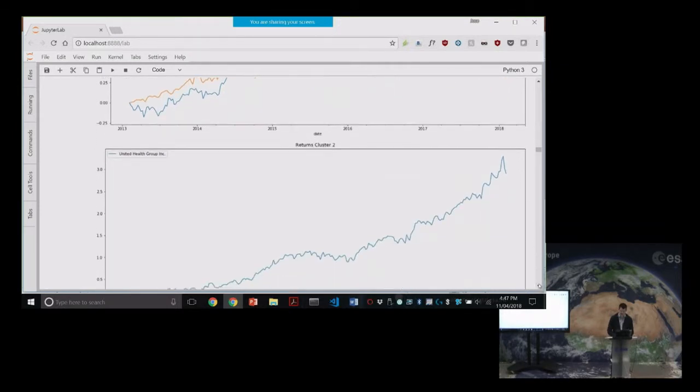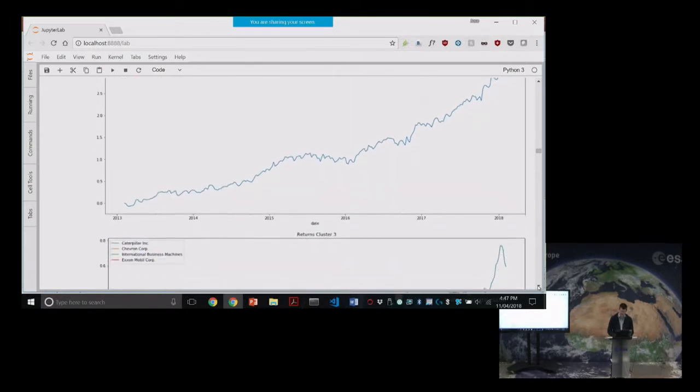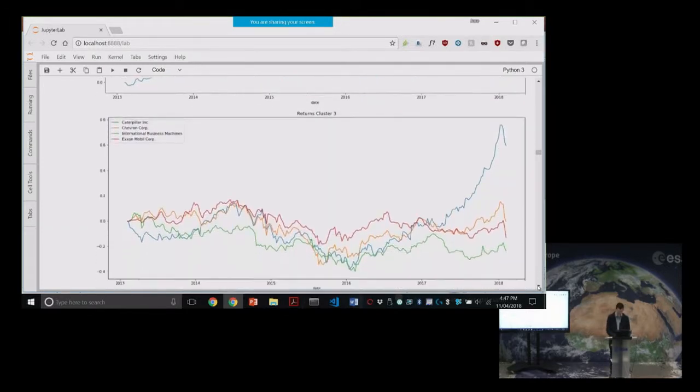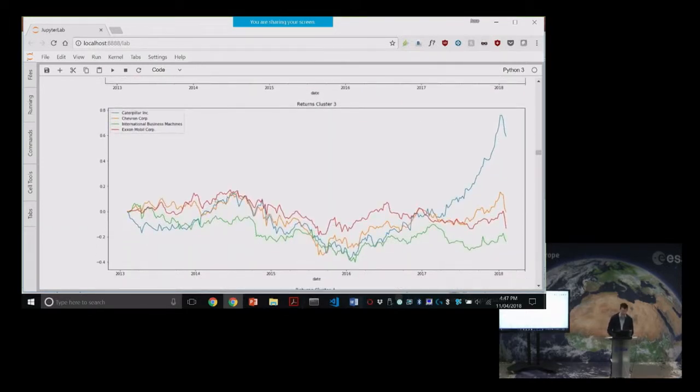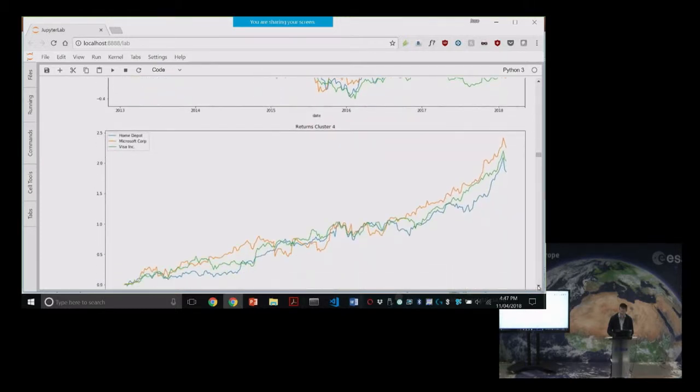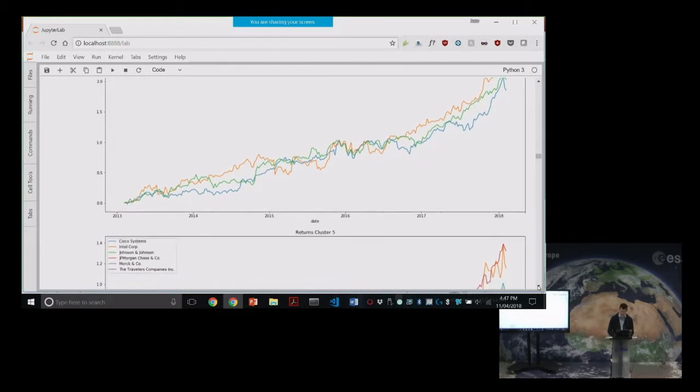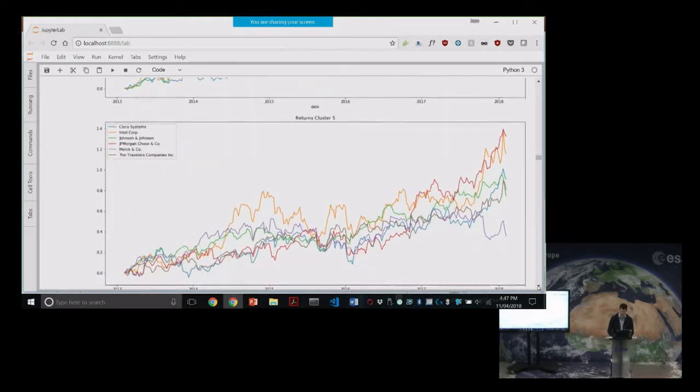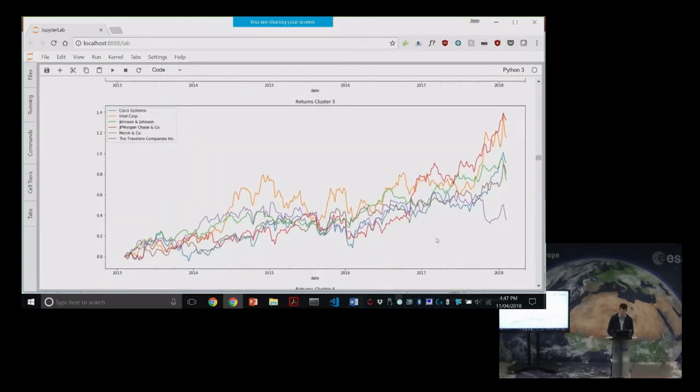United Health performed very well, so it deserves its own cluster, apparently. And this is these four stocks. Caterpillar looks very different, but for most of the 5 years was in accordance, so maybe that's why it isn't there. Home Depot, Microsoft, Visa, very, very similar. And these are the stocks here.